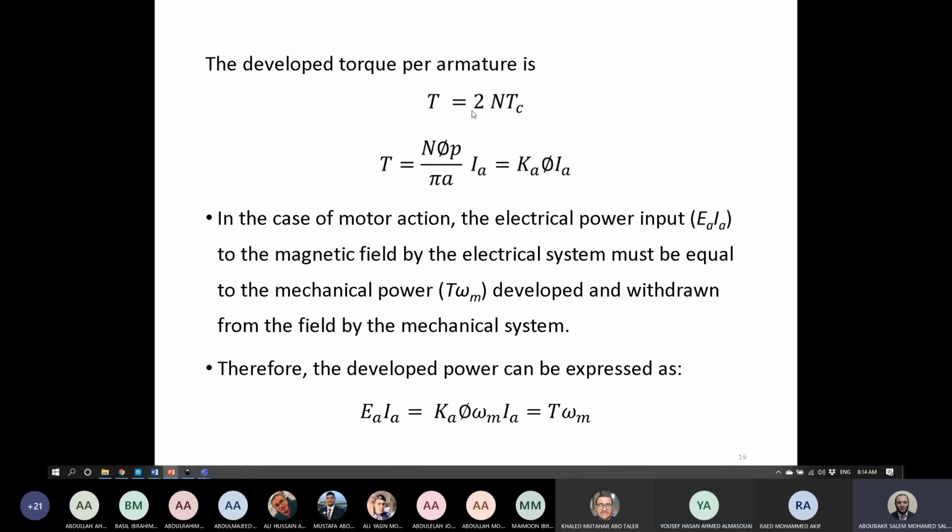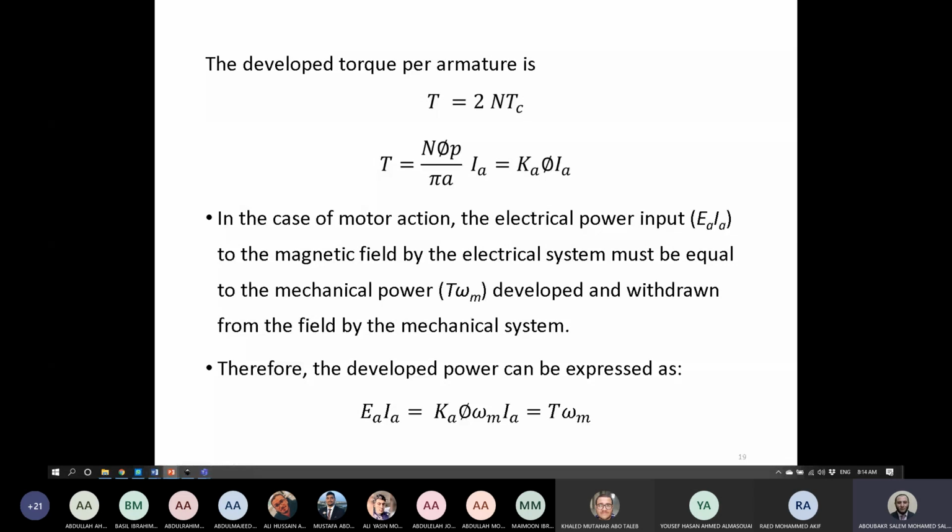In this slide, you mean the previous slide? Yes, in this slide, T equals. This torque is the overall torque now. Compared to the torque of one conductor, you should multiply by the number of conductors. What is the number of conductors? It's 2 multiplied by the number of turns, or we can say Z multiplied by the torque of one conductor.